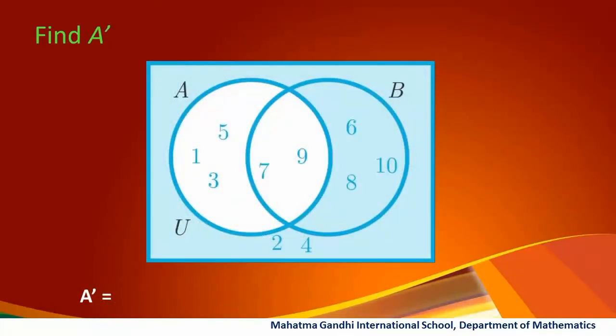Next, how to find A complement, which we read as A complement. We already discussed that A complement means the set of all elements which do not belong to A. Here this white part is A. So all the elements which are not in that white area are A complement. So here what are the elements? Yes, the elements are 2, 4, 6, 8 and 10. These are the elements that belong to A complement.